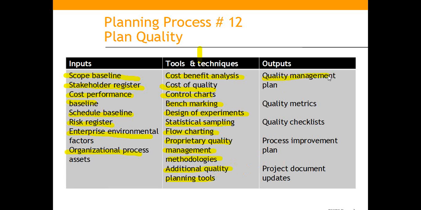And the output is the quality management plan and the quality metrics and the quality checklist, which we agreed upon to be implemented in the project, and the process improvement plan. Sometimes if the customer is asking for something which is not achievable with the current practices of the organization, then within the project itself we need to have a process improvement plan. So this points to that.